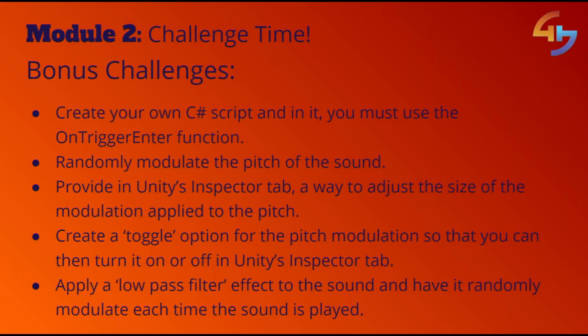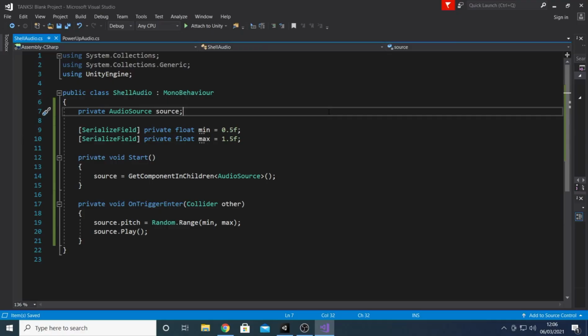Now starting at bonus challenge 4, things start to get a little bit trickier. We're asked to create a toggle option for the script within Unity that allows us to turn the modulation of our pitch on and off. This is something we haven't yet done in this course, but we have been shown how to use the tools required to create one. So to complete this challenge, the first thing I'm going to need is a Boolean variable to use to control our toggle with.